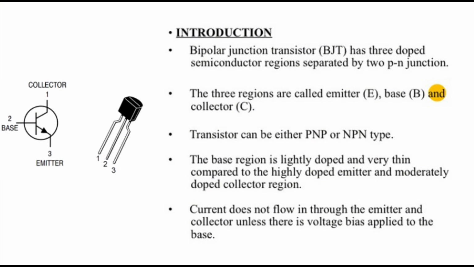The base region is lightly doped and very thin compared to the highly doped emitter and moderately doped collector region. Current does not flow through the emitter and collector unless there is voltage bias applied to the base.